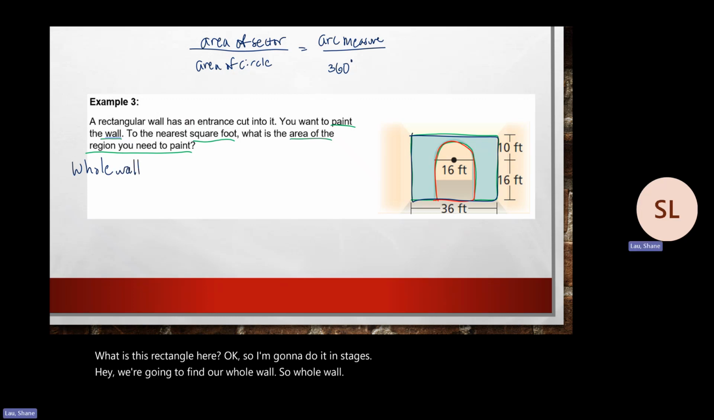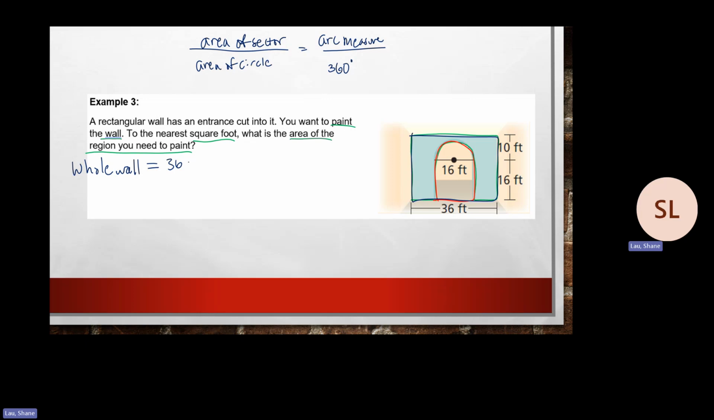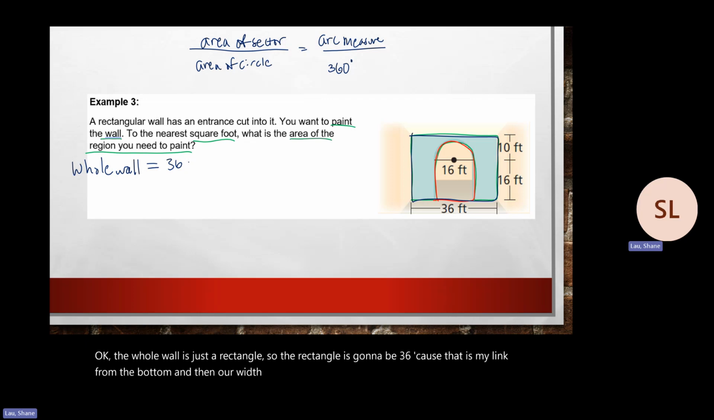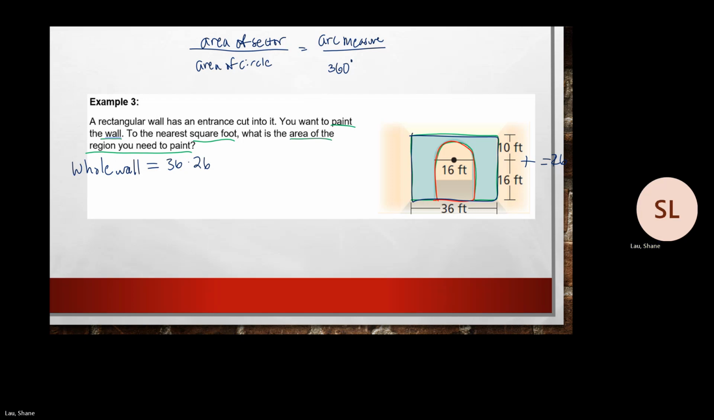The whole wall is just a rectangle. So the rectangle is going to be 36, because that is my length from the bottom. And then our width, or technically our height, if you're thinking about this three-dimensionally, is going to be 26. We know it's going to be 26 because 10 and 16 add up to 26. So don't be alarmed there. Whenever we find 36 times 26, we get the value of 936. So that's the first part.